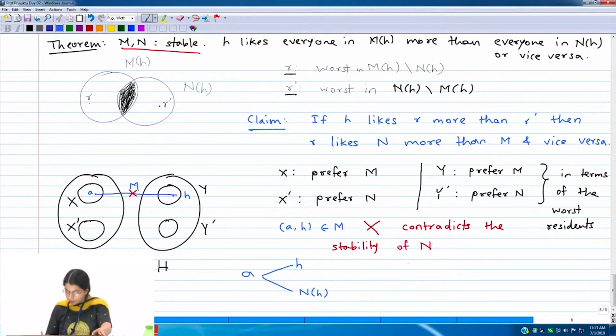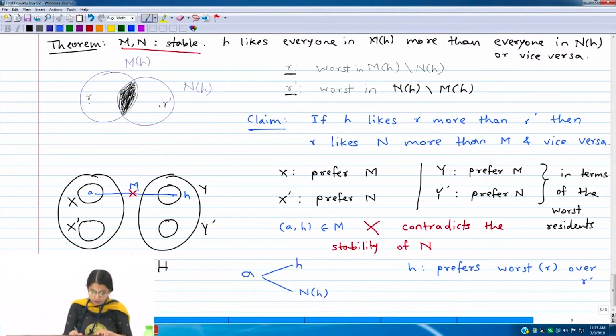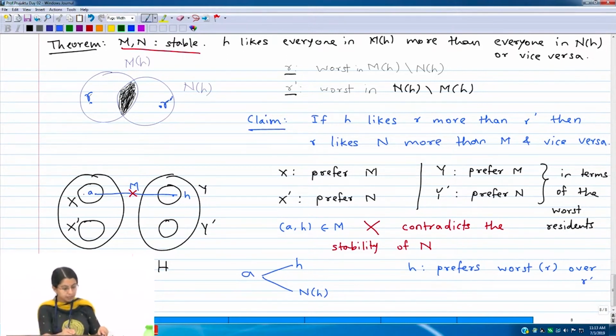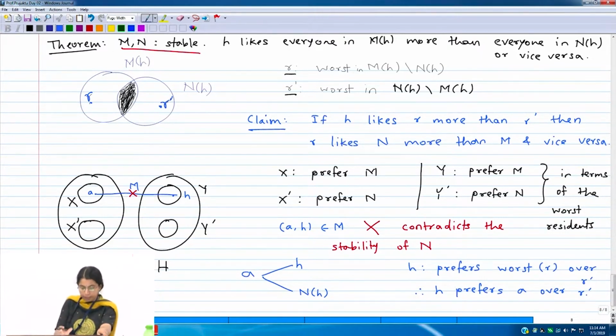So when we say H likes, we have said that H also likes M because H is in Y. So H prefers worst, that is R, over R prime. R is the worst resident that H gets here, and R prime is the worst resident that H gets here. But then H likes R more than R prime, so H must be liking also A more than R prime, because R is the worst one, so A is at least as good as R for H. So H prefers A over R prime again. So when we look at the matching N, H will prefer to throw away R prime and take A, and A will also be willing to go to H because A likes H more than the N partner.